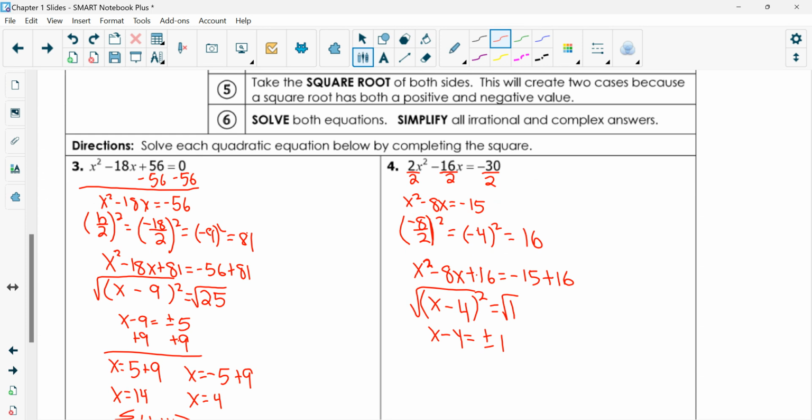And so remember, that's going to give us two answers. x minus 4 equals 1, and x minus 4 equals negative 1.